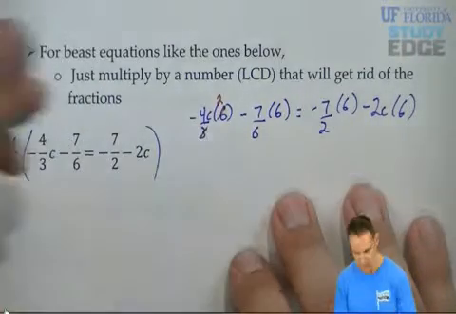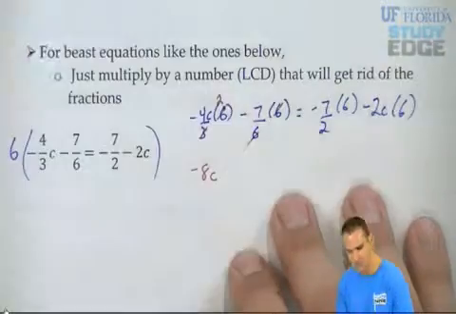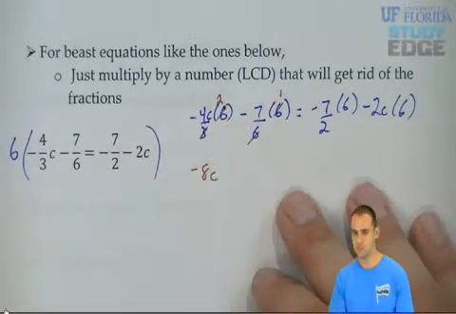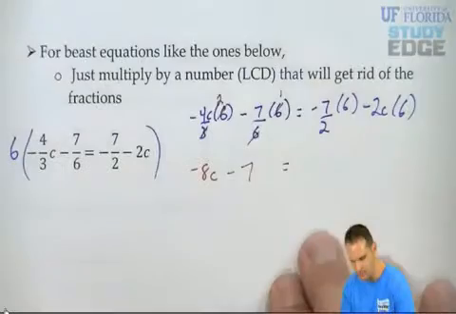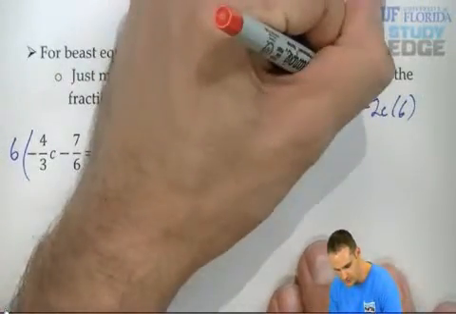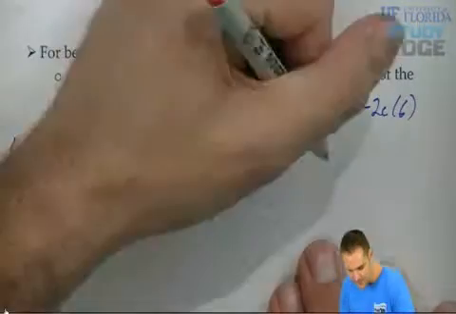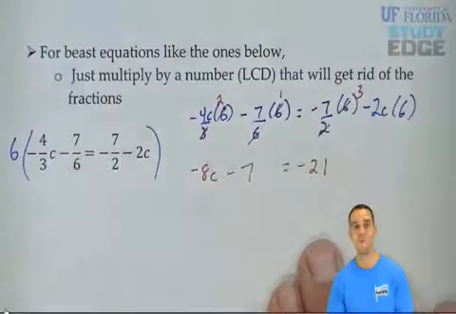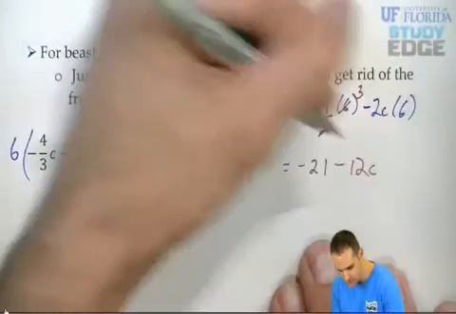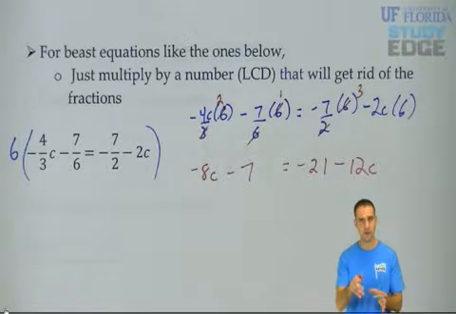4c times 2 is negative 8c. 6 goes into 6 one time. Negative 7 times 1 is minus 7. 2 goes into 6 3 times. Negative 7 times 3 is negative 21. And negative 2c times 6 is minus 12c. Pause the video for a second and write that all down.